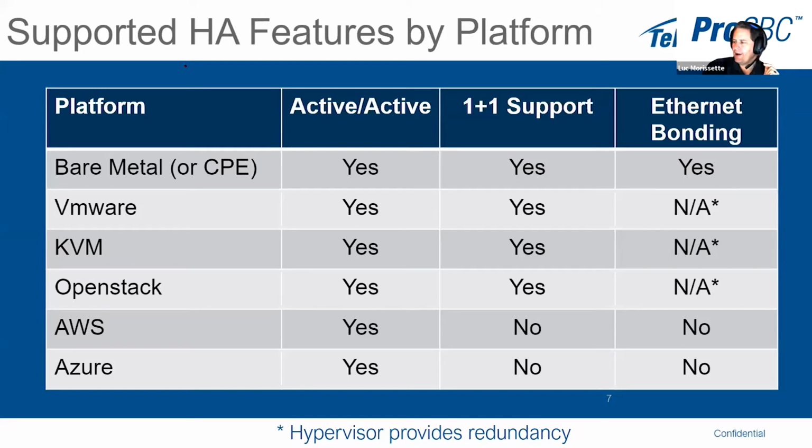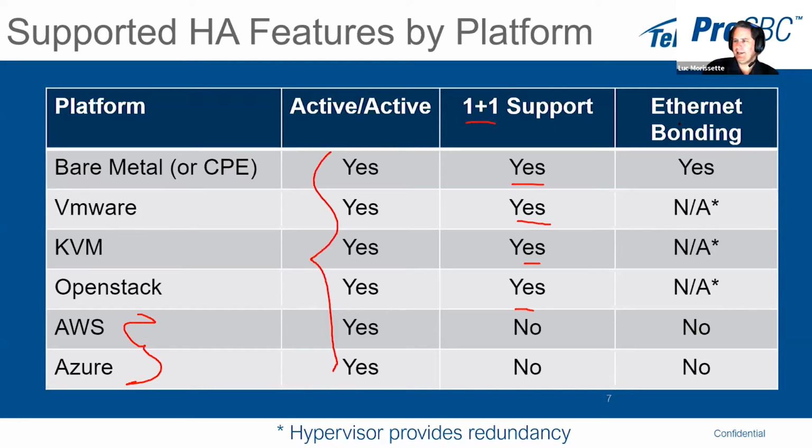Then we have high availability features on the system. So 1+1 support: if you have 1+1 support, then this is available on all the platforms, but not the cloud platforms. These are the two cloud platforms here, and it's not supported. Active-active is just to have two different SBCs running as active, and it's supported on all the platforms.